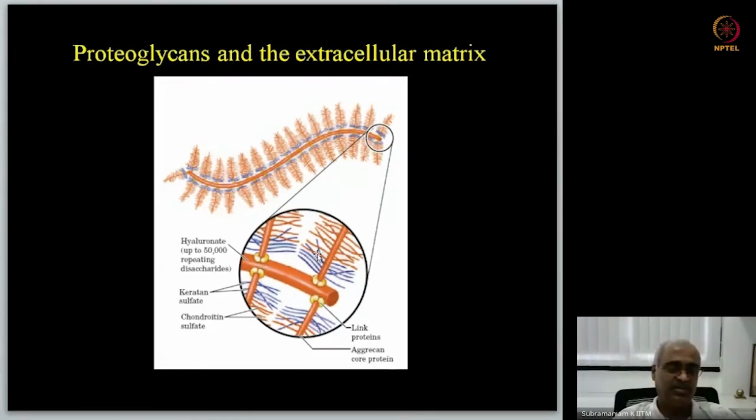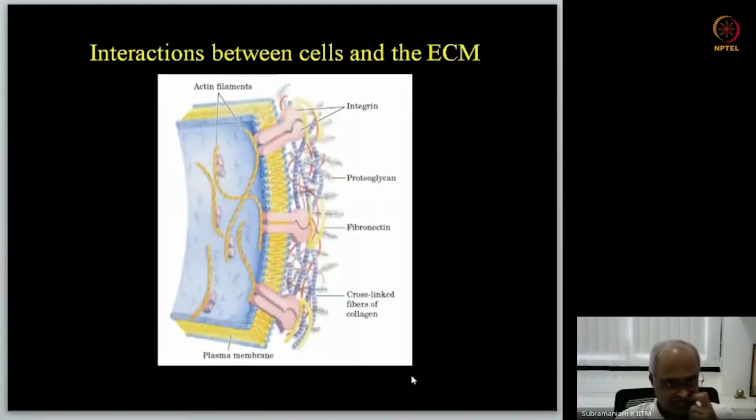So make sure you remember this structure. This is how the bird's eye view big structure looks. But if you look at each one of them, they are core proteins. So you have multiple proteins here in one single molecule, and each protein has multiple shorter heteropolysaccharides. And all of them are attached to one long hyaluronic acid. So this gives you an overall view of the extracellular matrix environment.